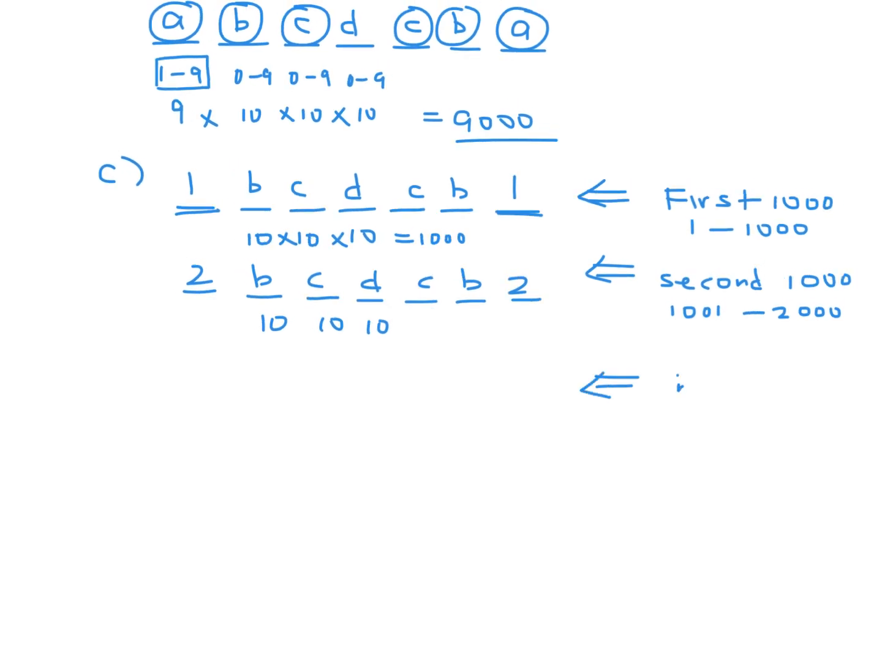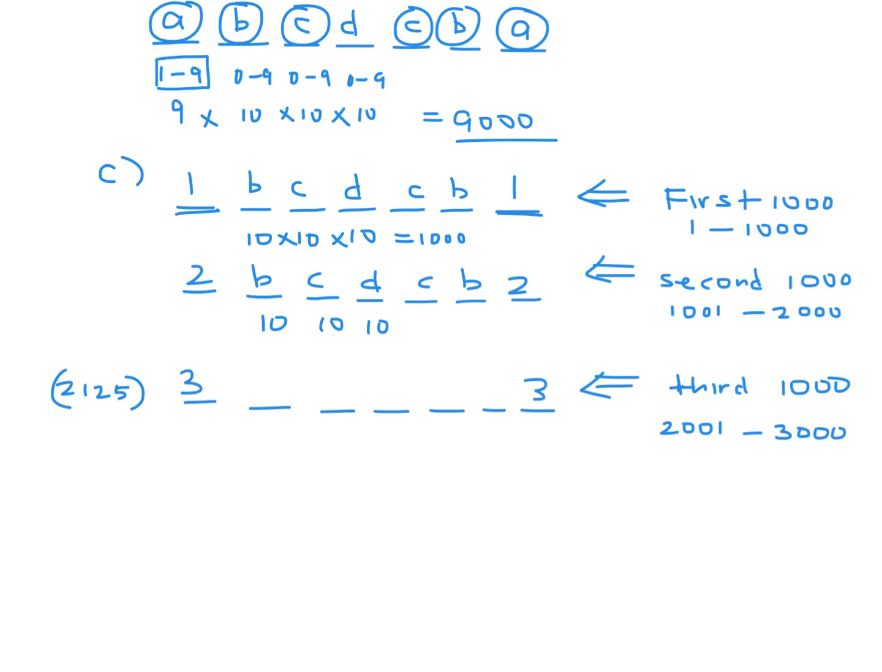So the third 1,000 palindromes would be from 2001 to 3,000, right? So this is the category where I'm going to find that 2125. Let me just put that in brackets. That's the one I have to figure out. And it's going to start with a 3, and again, B and C. So far I'm pretty confident that the first and the last are going to be 3s, but now I've got to figure out the other numbers.